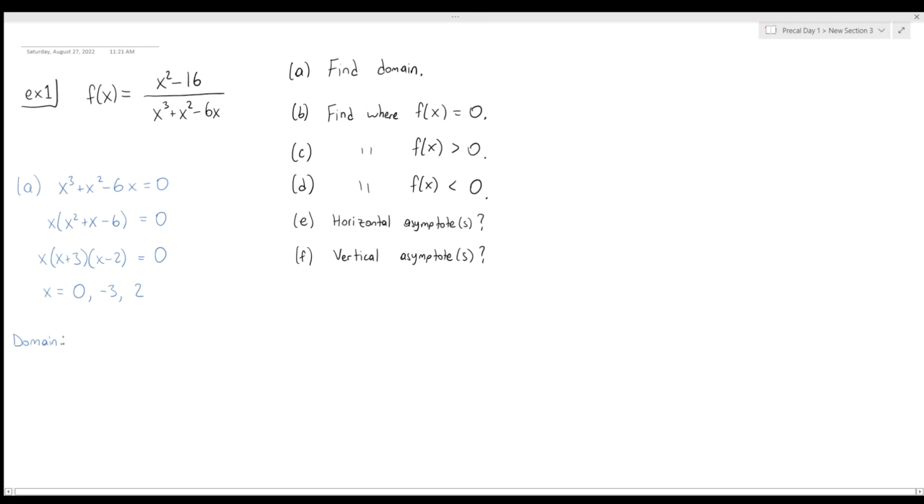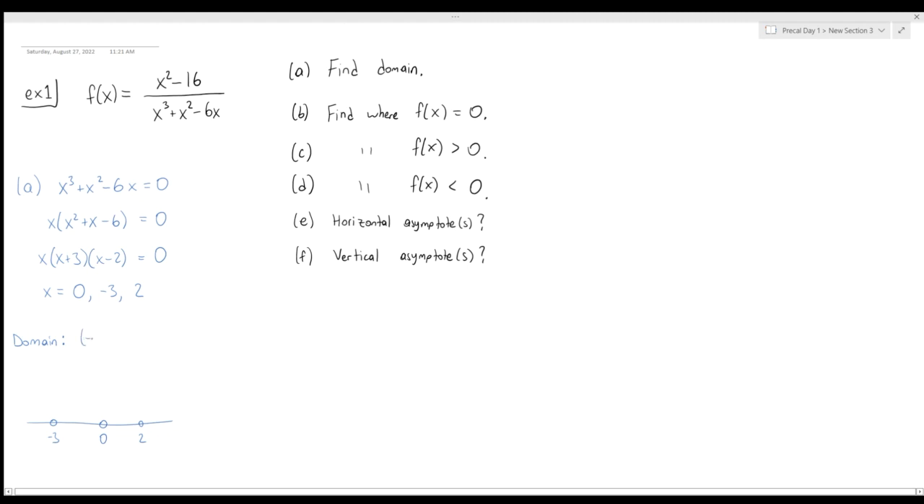Okay, so the domain should be all real numbers except for these places where the denominator is 0, okay? So if we wanted to write out an answer using interval notation, it might be useful to mark these places where the denominator is 0 on a number line. So we want the domain to be all real numbers except at these 3 points.